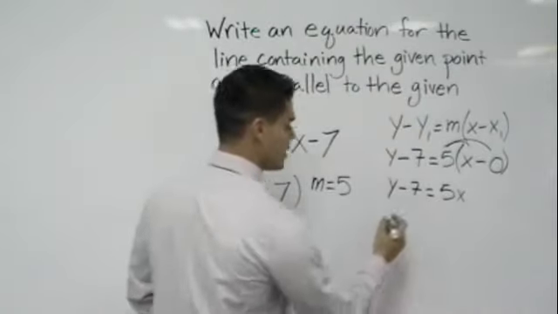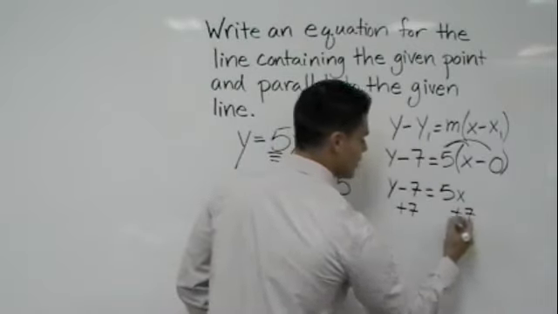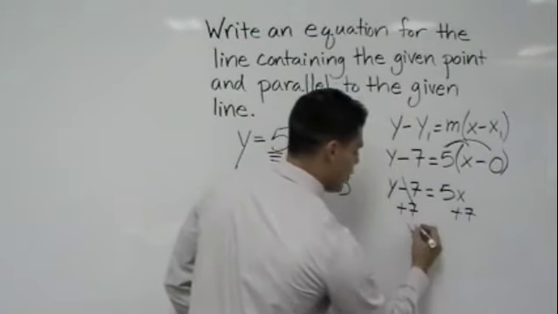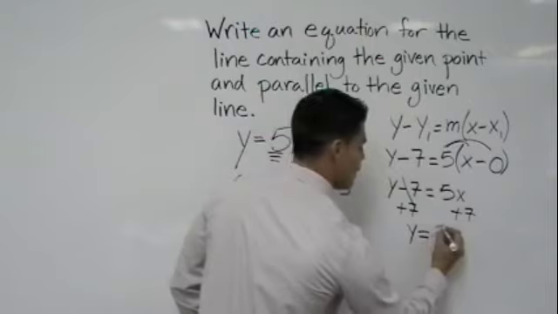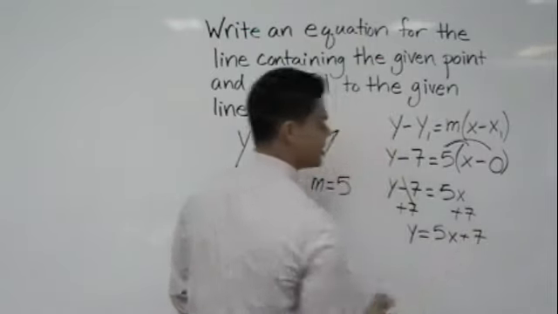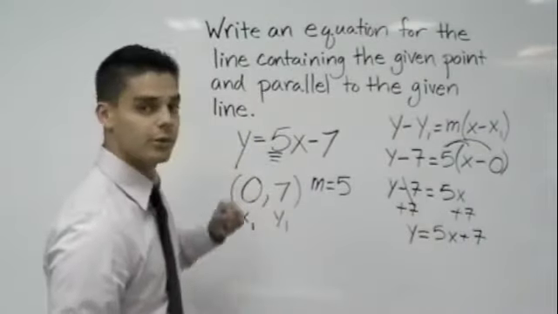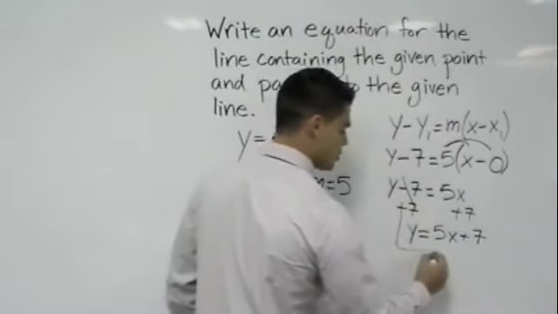Now all I do here is isolate my variable, so I add 7 to both sides. That's gone. I end up with y is equal to 5x plus 7. Notice here they have the same slopes. So this is my answer.